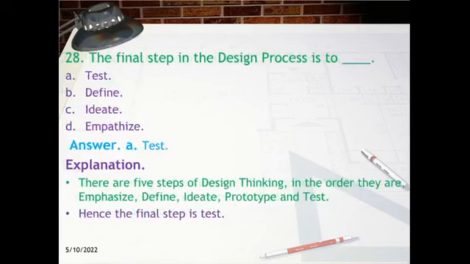28. The final step in the design process is to: test, define, ideate, empathize. Answer: A. Test. Explanation. There are 5 steps of design thinking. In the order they are: empathize, define, ideate, prototype, and test. Hence the final step is test.